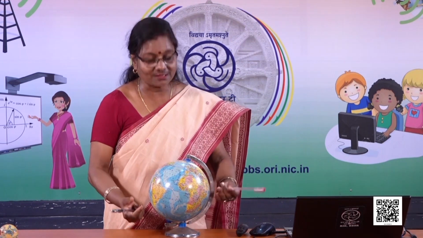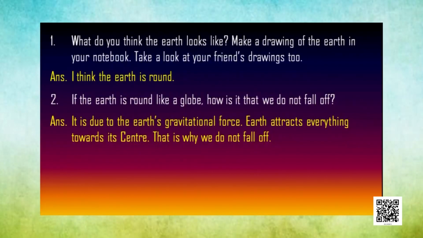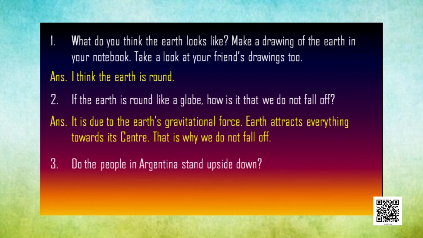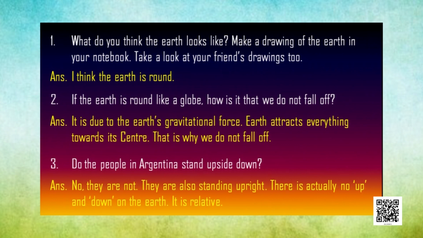And that too, what happens? We are pulled by the Earth's gravitational force. So your answer, as you have told, yes, it is due to the Earth's gravitational force. Yes, children, Earth attracts everything towards its center. That is why we do not fall off. Do the people in Argentina stand upside down? No, they are not. They are also standing upright. There is actually no up and down on the Earth. It is relative. We are done with the exercise and certain questions also.